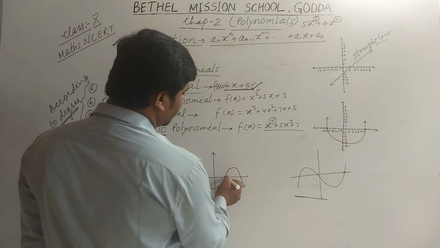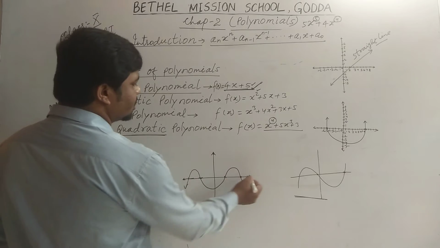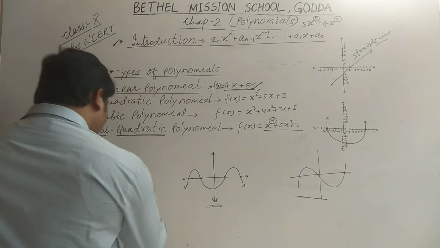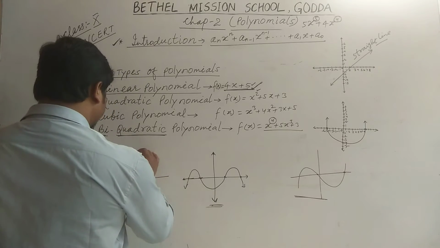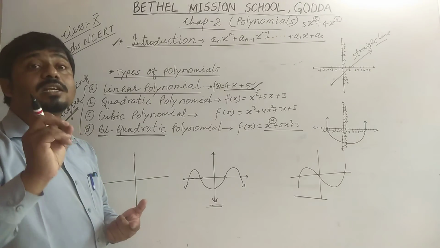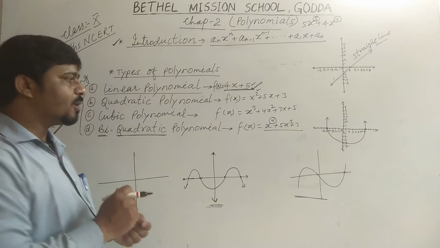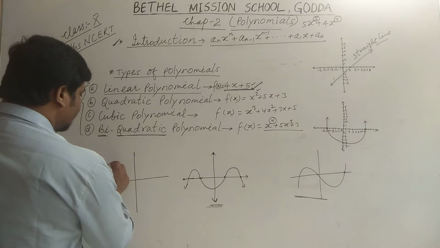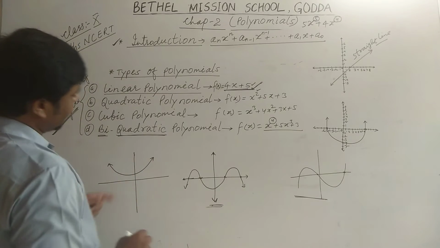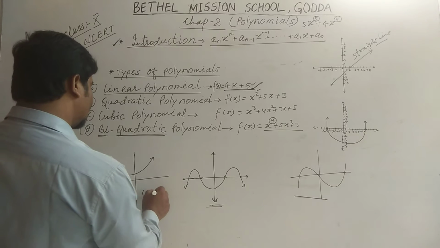So with the help of the graph, we can understand what type of polynomials there are. And one more question can be raised: if the line does not intersect the x-axis at any point, then what type of polynomial will it be? If the line does not intersect the x-axis at any point, it means that polynomial is a constant polynomial.